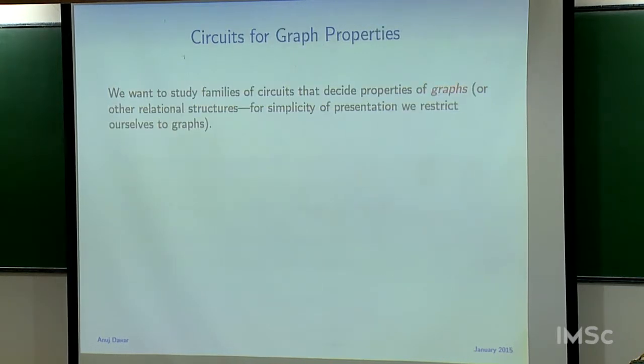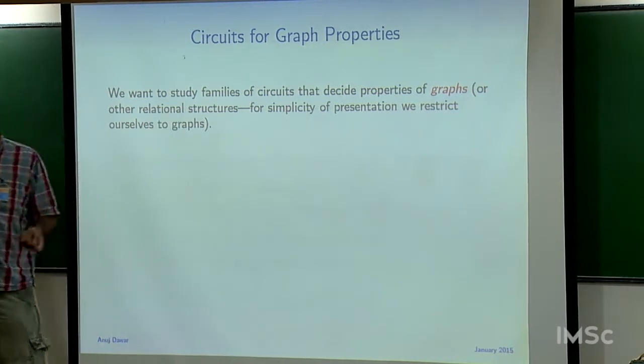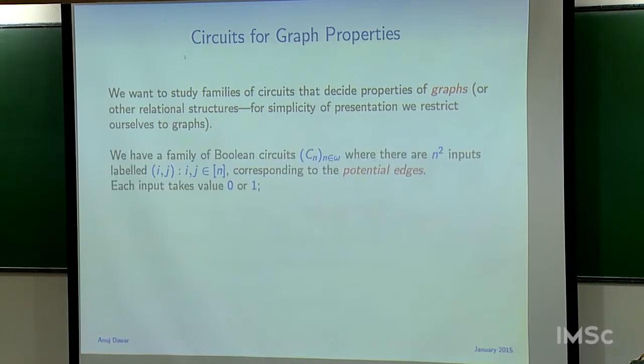So to motivate the notion of symmetry I'm going to introduce, I'm going to talk about circuits for graph properties. Say the language we're trying to decide is a property of graphs, like, is a graph three-colorable, is a graph connected, something like that. So the input is going to be a string which encodes the graph.